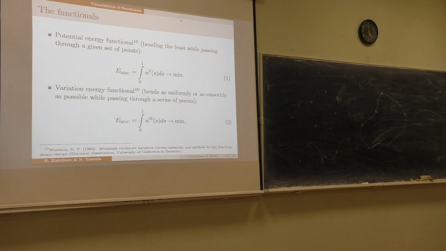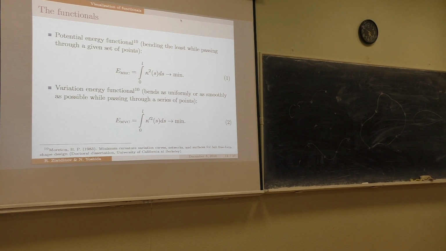If you minimize the potential energy functional, the curve will bend the least while passing through a given set of points. So bending will be the least. In the case of the variation of energy functional, it will bend as uniformly or as smoothly as possible while passing through a series of points.